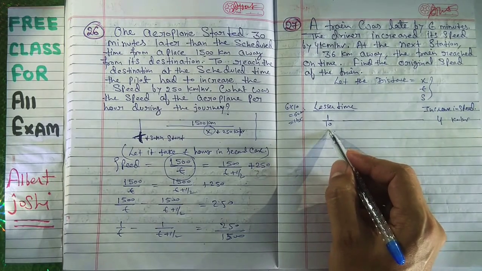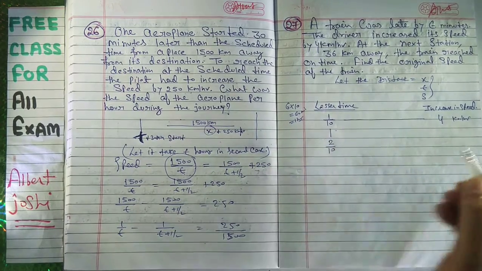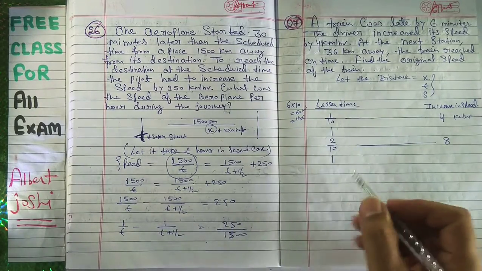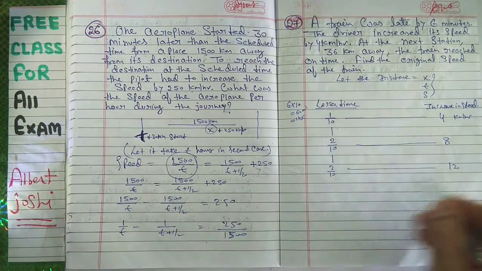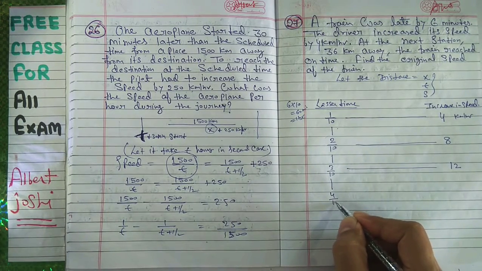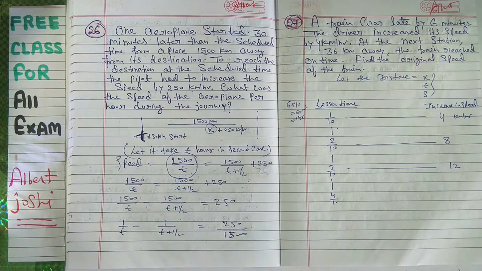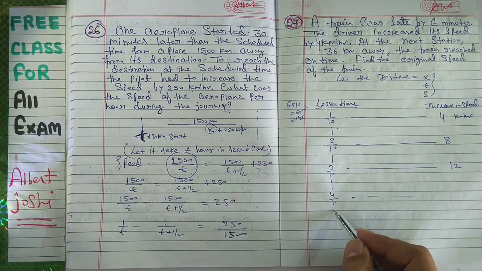Now again you have to increase: 1 upon 10 plus 1 upon 10 is 2 upon 10. So 4 plus 4 is equal to 8. Then 1 upon 10 plus 2 upon 10 is 3 upon 10. Then again 8 plus 4 is equal to 12. Then again 3 upon 10 plus 1 upon 10 is 4 upon 10. Similarly you have to do the process. I will not do everything. I am just writing up to 9 upon 10.